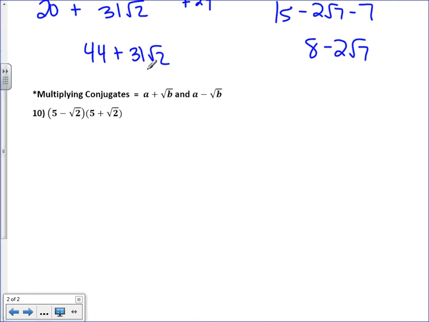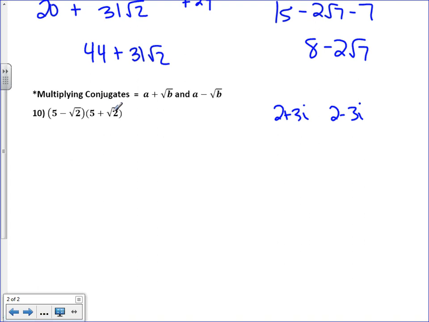And the last problem involves multiplying conjugates, a word we should be familiar with when we were dealing with complex conjugates. Those were 2 plus 3i and 2 minus 3i. Notice it was the difference between addition and subtraction of a binomial. So here's the general form. And number 10, 5 minus the square root of 2, times 5 plus the square root of 2.